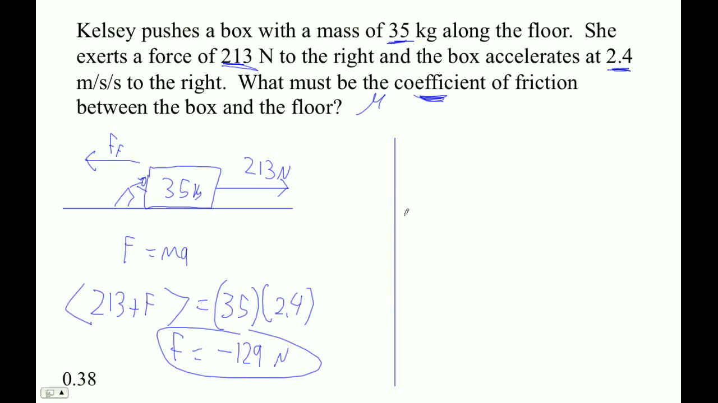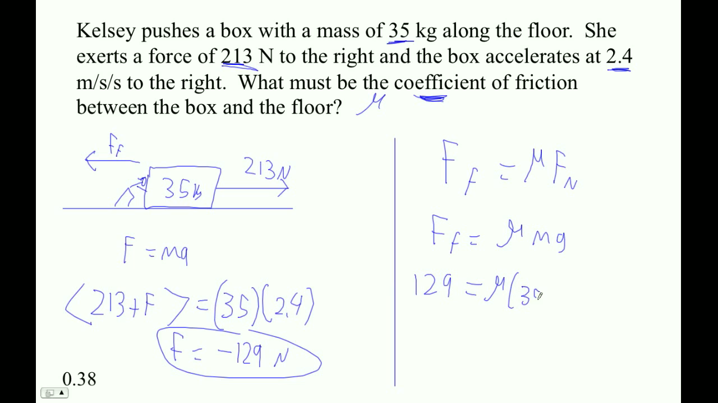It's negative, right? Okay, so that's part of it. And then now let's figure out the force of friction. The formula is mu times the normal force. And the normal force in this case is mg, right? So the force of friction ends up being mu times m times g. So 129. And this formula is just for positive numbers, so that's where the minus sign went. I'm just getting rid of the minus sign. I don't want to end up with a negative coefficient of friction. So mu times 35 times 9.81.